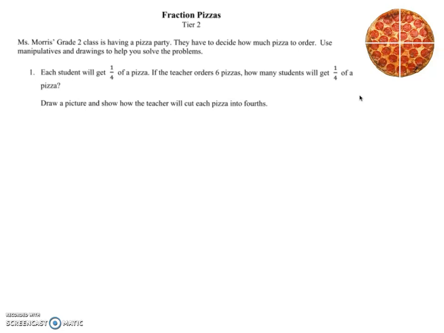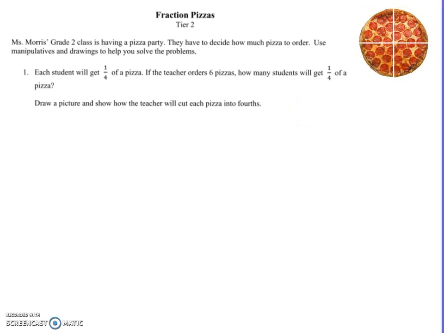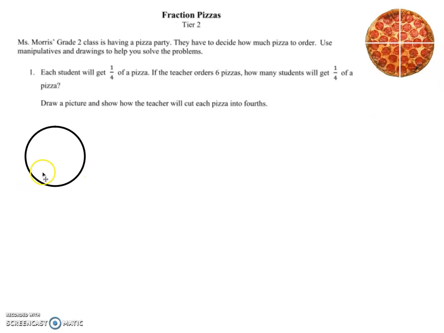Okay, so we are going to have to draw a picture and show how the teacher will cut a pizza into fourths. So we have our example here, but I'm going to show you how you can do that by drawing images again, okay? So I'm going to go ahead and we're going to get started. So each student will get 1/4 of a pizza, and how many pizzas are they going to get to start off? They're going to do 6. Okay, so I'm going to take my circle and I'm going to try and draw them as equally as you can.